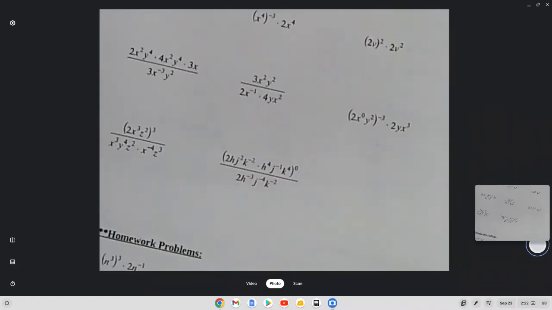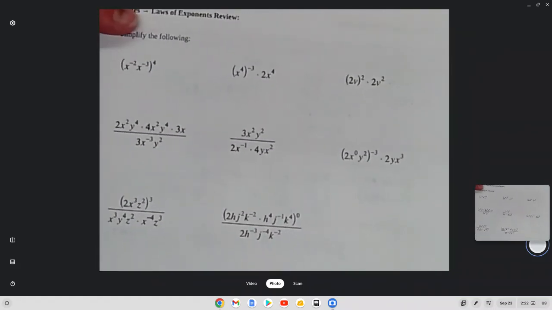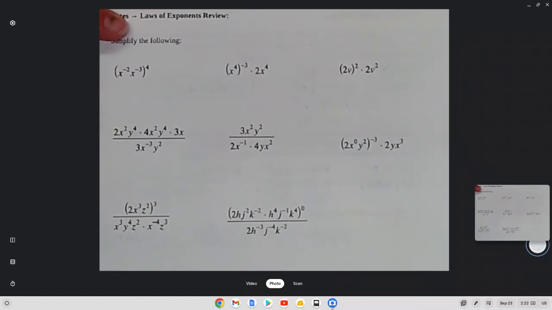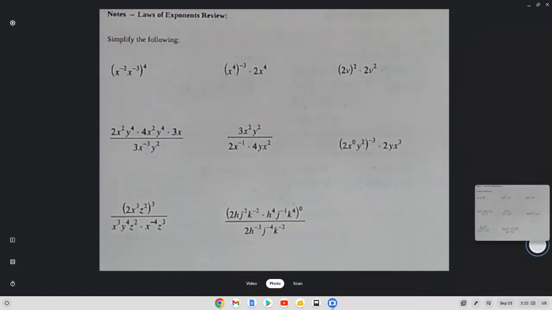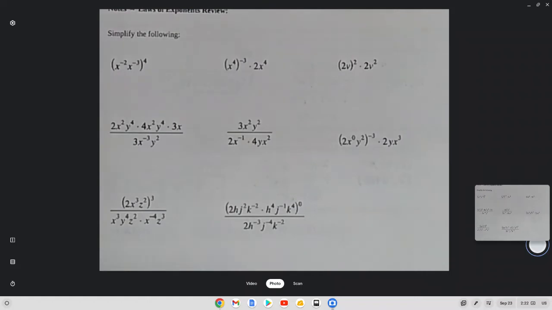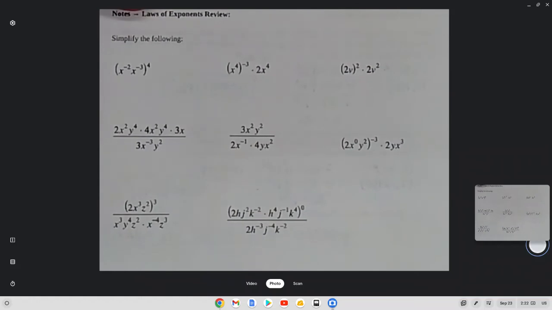All right, next topic, excuse me, laws of exponents. I put some more complicated ones on here. I figure we already reviewed these last time, so let's up our game a little bit. All right, so we'll jump right in. These are just going to simplify the following.